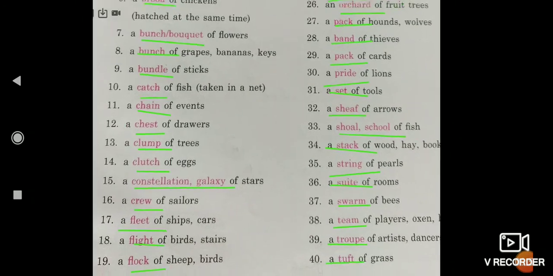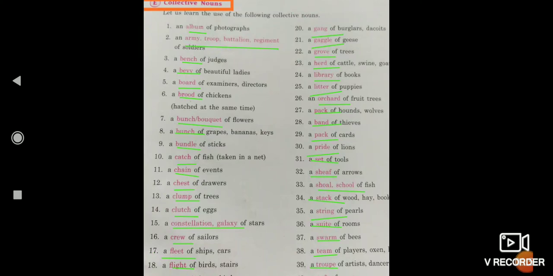Here the underlined words are collective nouns and they are representing a group of judges, events, trees, eggs, stars. So here, by going through this page, we will be able to know which are the collective nouns which are representing the whole group of other nouns.